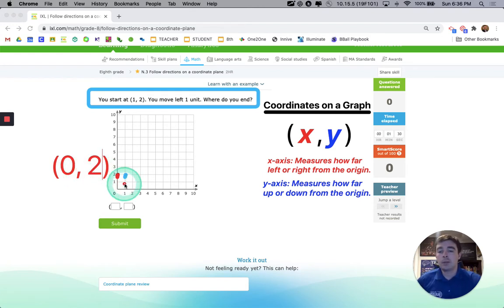Now some of you may be saying, hey, Mr. Doherty, there was a shortcut there. We knew we were at 1 and 2. We knew we moved left by 1 unit, and if I move left by 1, that just makes x go lower by 1. And you are absolutely right. Some of you might have just seen the x will lose 1 unit if I go 1 left. So I could drop this down to 0 and 2 without even counting on the graph. Both are fine options. Either way, if you start at this blue point 1 and 2 and move 1 unit left, your new coordinates are 0 and 2.